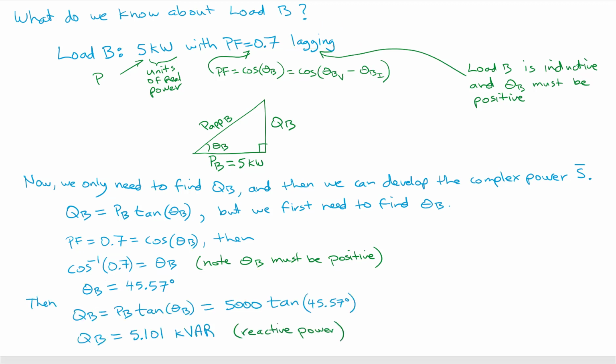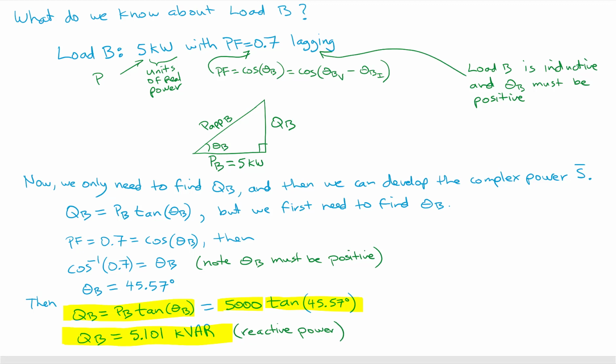And then we can use the equation that we've developed with the tangent, and plug in the numbers. So we had 5,000 for the real power, and we're taking the tan of 45.57 degrees, which is the power angle, and we come up with the reactive power QB is equal to 5.101 kilovars, and that's the reactive power.